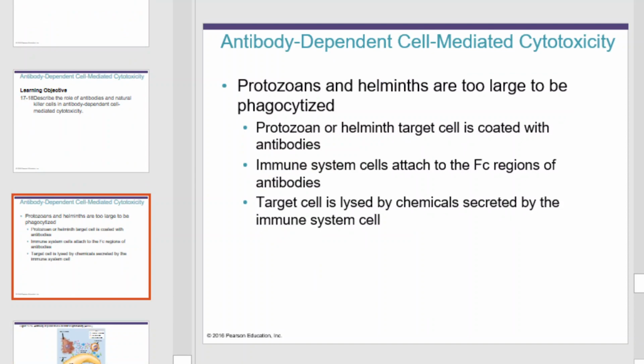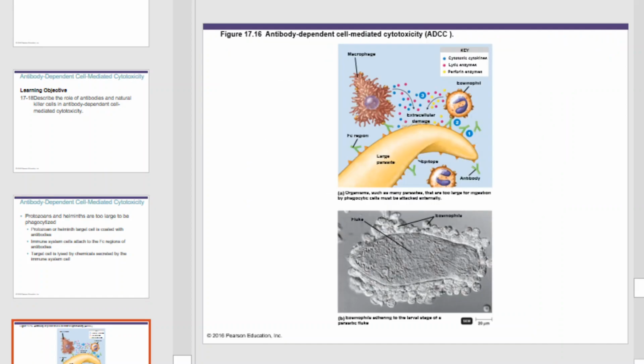Antibody-dependent cell-mediated cytotoxicity. Protozoans and helminths are too large to be phagocytized. The target cell is coated with antibodies. In your immune system, cells will attach to the Fc regions of those antibodies. The target cell is then lysed by chemicals secreted by an immune cell. This is an illustration of how a multicellular creature like a helminth or a large cell like a protozoan will be attacked by cell-mediated cytotoxicity.